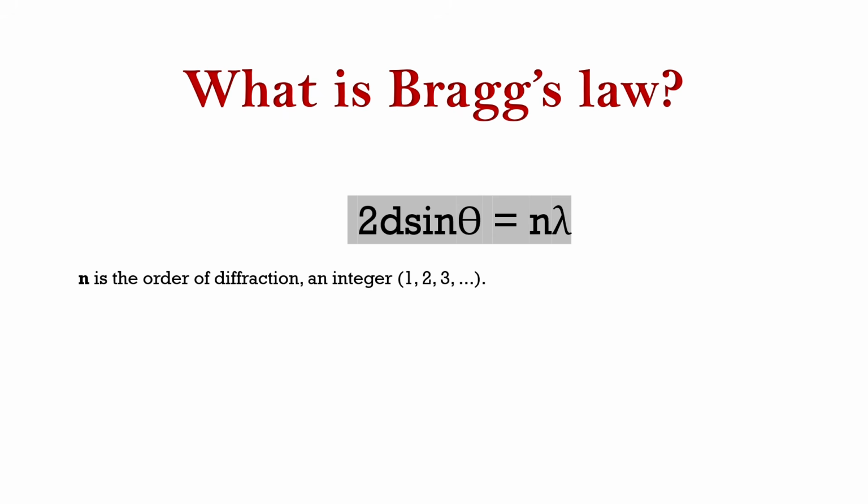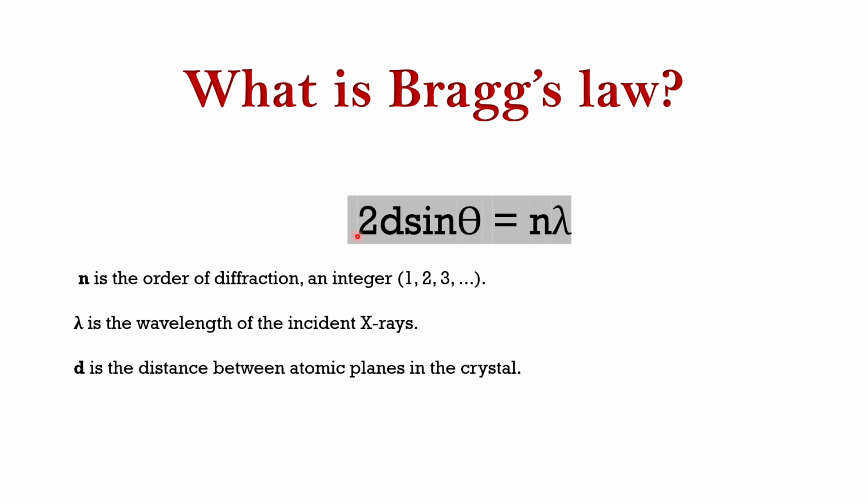Here is the equation: 2d sine theta is equal to n lambda. In this equation, n is nothing but the order of diffraction, which could be 1, 2, 3, like that. Lambda is the wavelength of incident X-rays. d is the distance between atomic planes in the crystal. And theta is the angle of incidence, which is also called Bragg's angle.